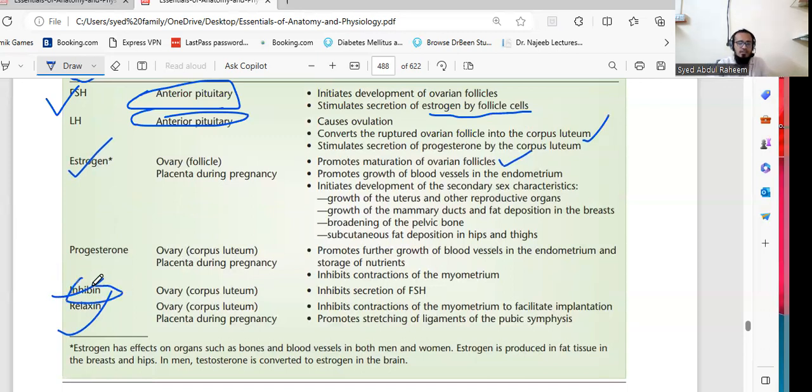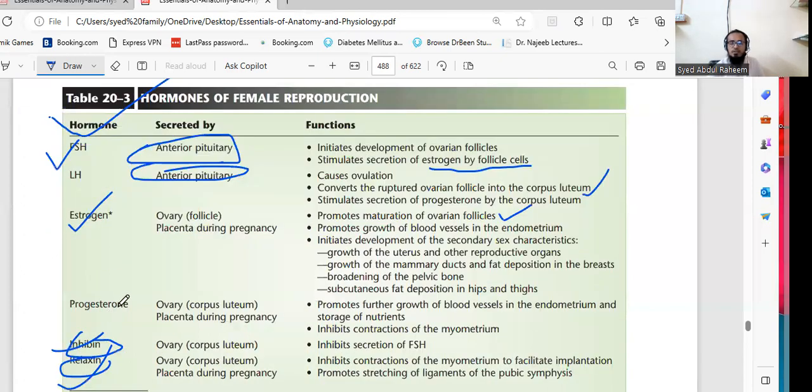Relaxin inhibits the FSH hormone. After pregnancy, you don't need FSH hormones. Also, relaxin during pregnancy, what do we need? We need to promote the ligaments. We need to stop the contraction of the uterus. All this will be helpful. So these are the hormones which are very necessary for the reproductive system.